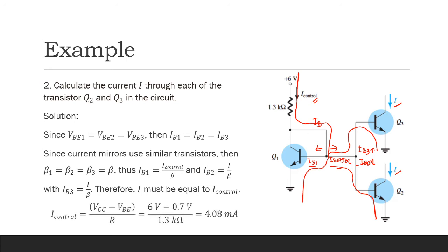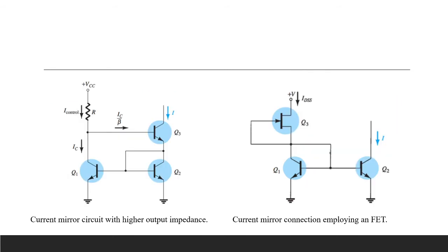We will have I control is equal to 6 volts minus 0.7 volts over 1.3 kilo ohms. Your I is 4.08 milliamperes. That's your I control, and that is also your I. So, similar sila ng value dito. Now, we also have other configurations ng mga current mirror circuit.